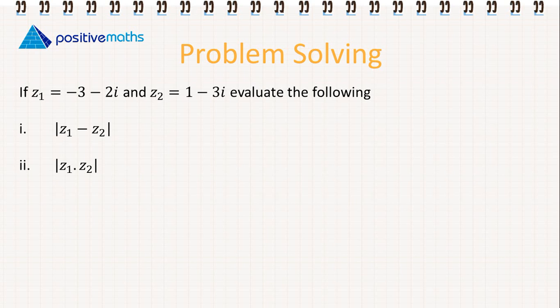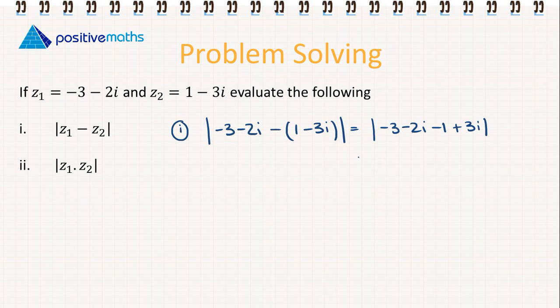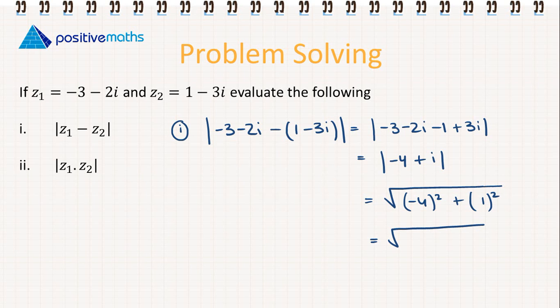For the next activity, we're told that if z1 is equal to minus 3 minus 2i, and z2 is equal to 1 minus 3i, evaluate the following. Part 1, we have the modulus of z1 minus z2. That's going to be the modulus of minus 3 minus 2i minus 1 minus 3i. If we simplify, we have minus 3 minus 2i minus 1 plus 3i. This is going to give us a modulus of minus 4 plus i. Again, it's going to be a squared, so that's minus 4 squared, plus b squared, so that's plus 1 squared. So we're going to have the square root of 16 plus 1, so the square root of 17.